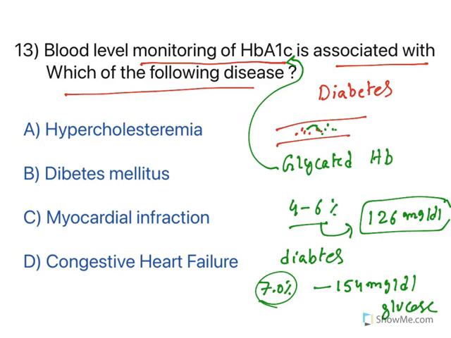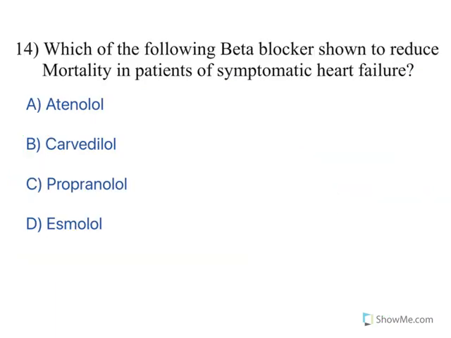See, and the best thing is, this will give you an average glucose level for the past 2-3 months. So, monitoring of HbA1c is associated with diabetes mellitus. Moving to the next one.